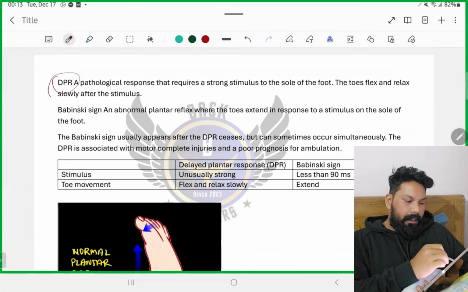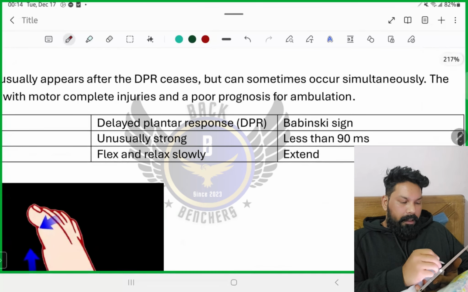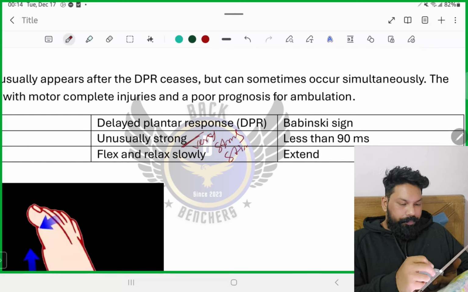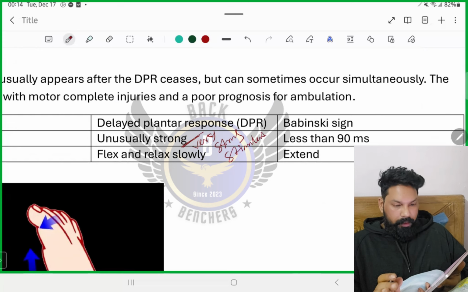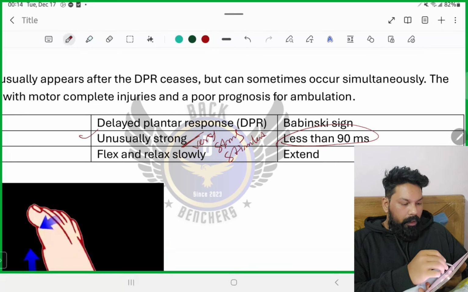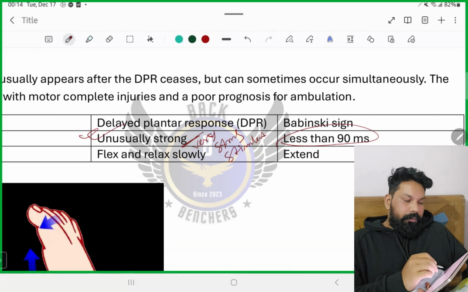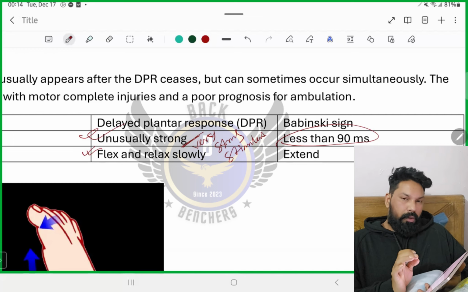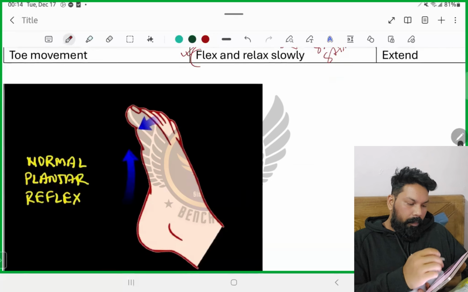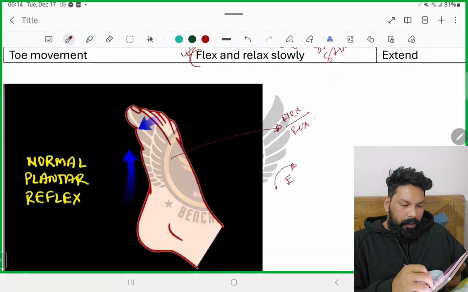Now, what is a delayed plantar reflex? Some people might get confused about delayed plantar and Babinski, so don't worry about it. Delayed plantar reflex requires a very strong stimulation. Babinski takes about 90 milliseconds; it doesn't take much time. The delayed one needs unusually strong stimulation, and you have to wait and see if the patient responds. The toe will flex and then relax slowly, which is the normal plantar reflex. But in Babinski, the toes will extend.